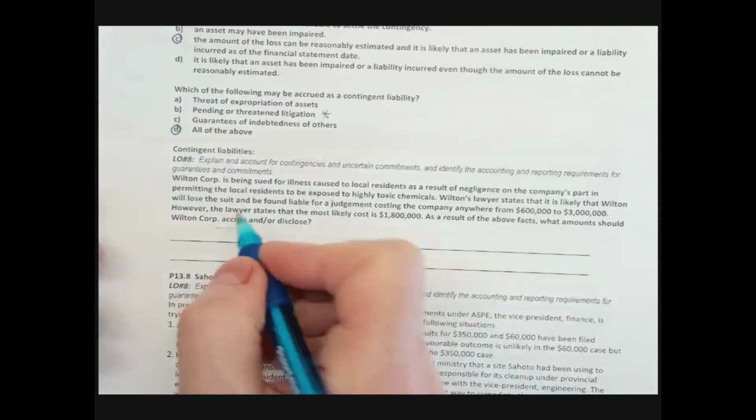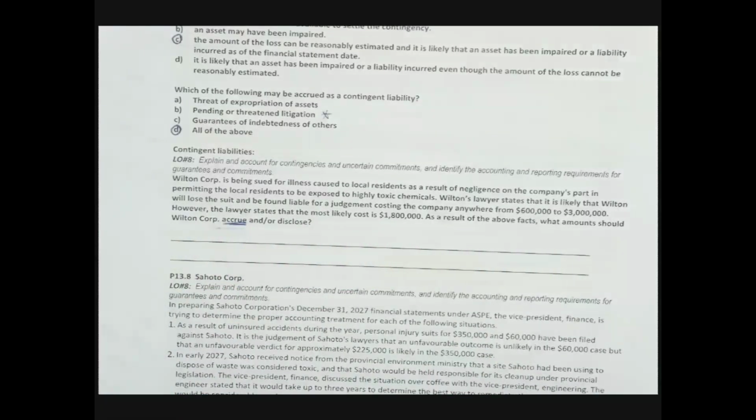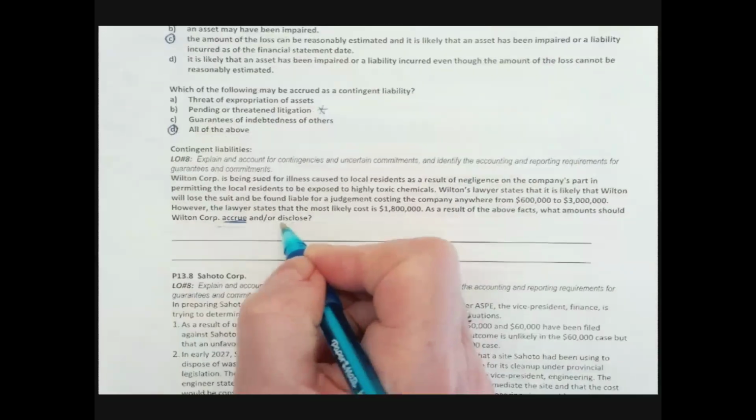So accrue, we're going to do a journal entry. We're going to put it on the books. Disclose, we're just going to write it in the notes, but we won't put anything in the books.